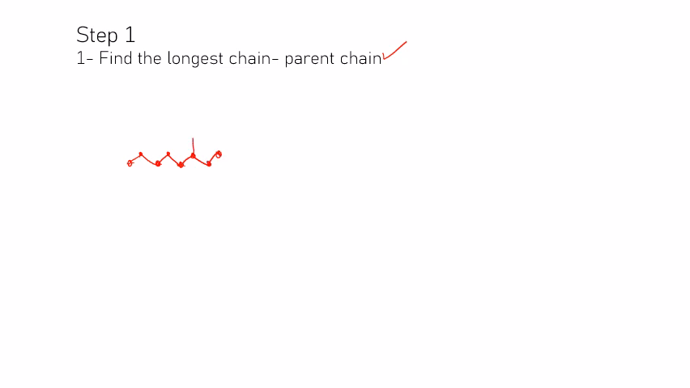Suppose I have branches here, here, and here, some branches. Then I will draw another one with a 7 carbon chain here, meaning the same molecule with 1, 2, 3, 4, 5, 6.